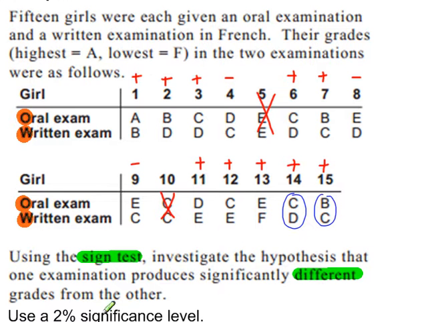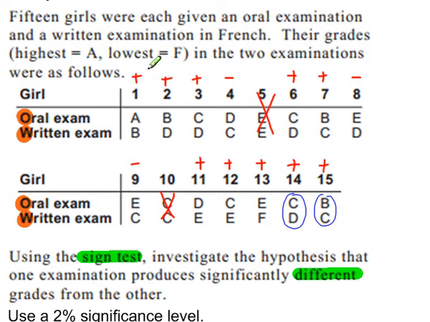And we're going to use a 2% significance level. It's a two-tailed test because we're looking for a difference in the grades between the oral and the written exam. And because this is a two-tailed test, we can do oral minus written or written minus the oral exam. It doesn't make any difference.